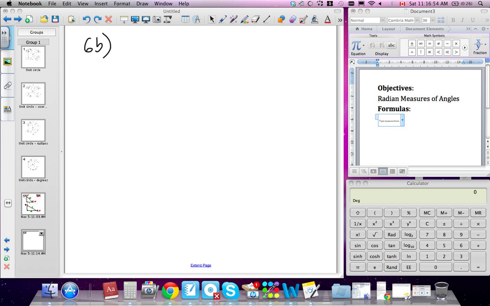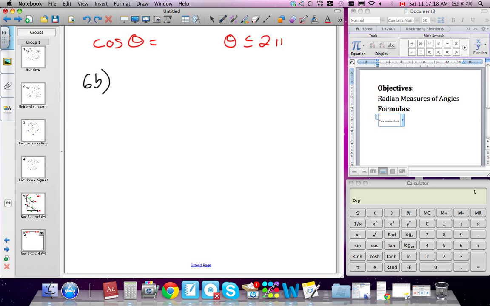Okay, 6b, they're asking us for each of the following values of cosine theta. So all of our questions deal with cosine theta. We'll put this as our stipulation: cosine theta is equal to whatever the question is giving us. The other stipulation is that theta is less than 2 pi, but greater than pi itself.